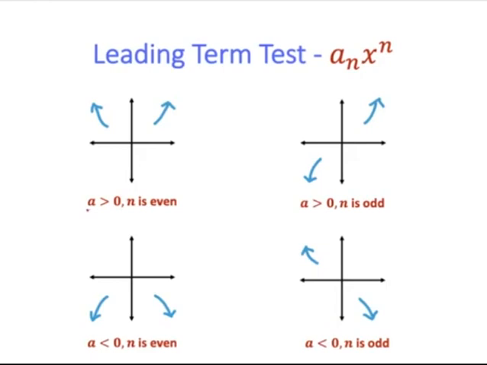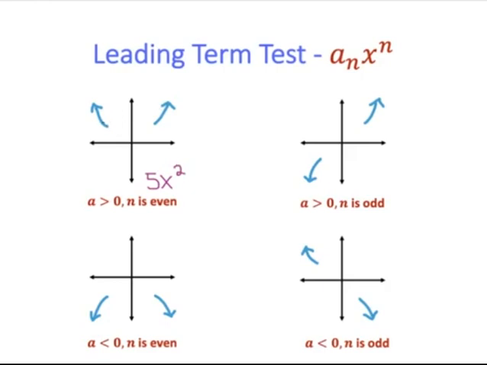Let's look at this first one. If a is greater than 0 and n is even. So if a is greater than 0, that would be a number like 5. And then we have x to the n, where n is even. We could just say 2. So this is 5x squared. This has these characteristics here.